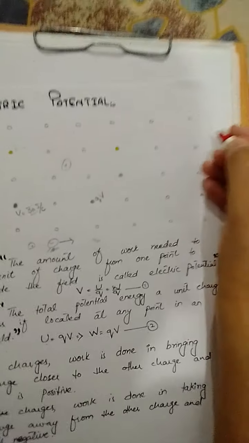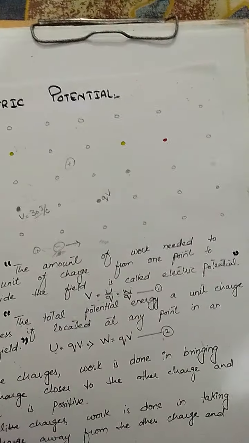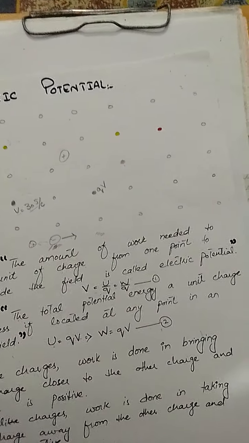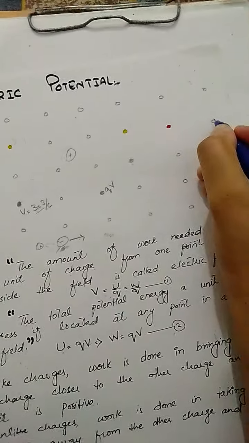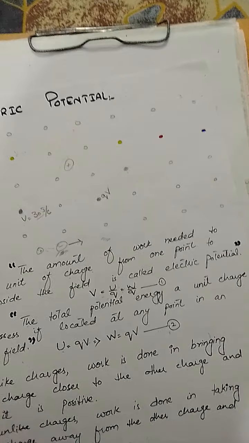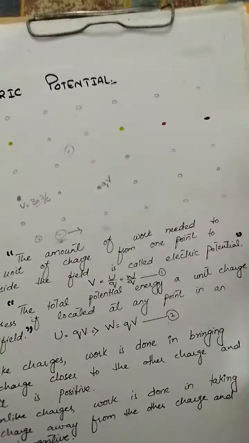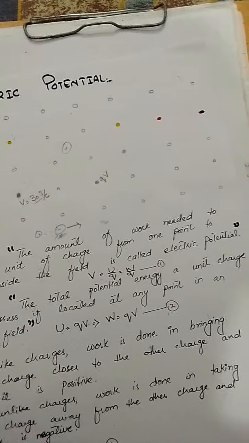Okay. What if we have two charges? Where am I gonna draw it? We have a positive charge over here, and we have a negative charge over here. Or we can say, for simplicity, we're gonna draw another positive charge. So we have two positive charges over here.